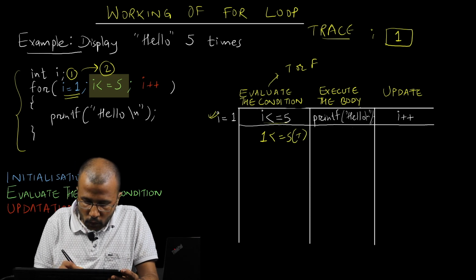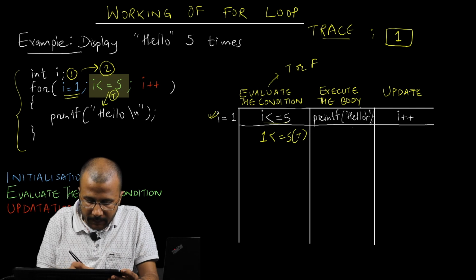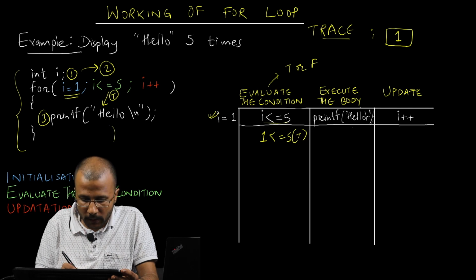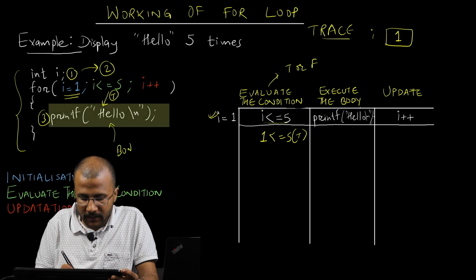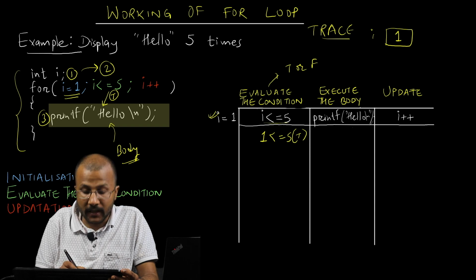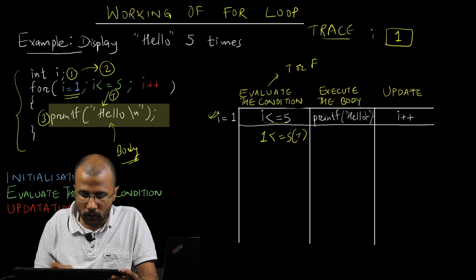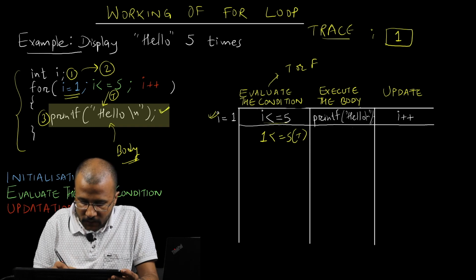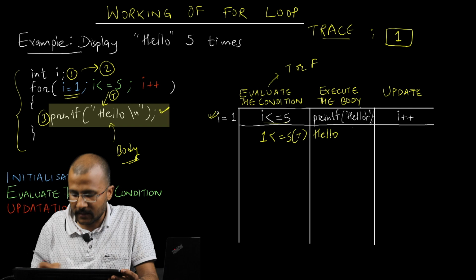So if it is true, in step number 3, it will go inside the body of the loop. So this is the body of the loop. Inside the body, I am having just one statement that is displaying the message hello in the screen, printf hello. Okay, so after step 2, it goes to 3 if the condition is true. In this case, the condition is true, so it will go inside the body and then it will execute this statement. So it will display hello in the screen. Hello will be displayed in the screen.